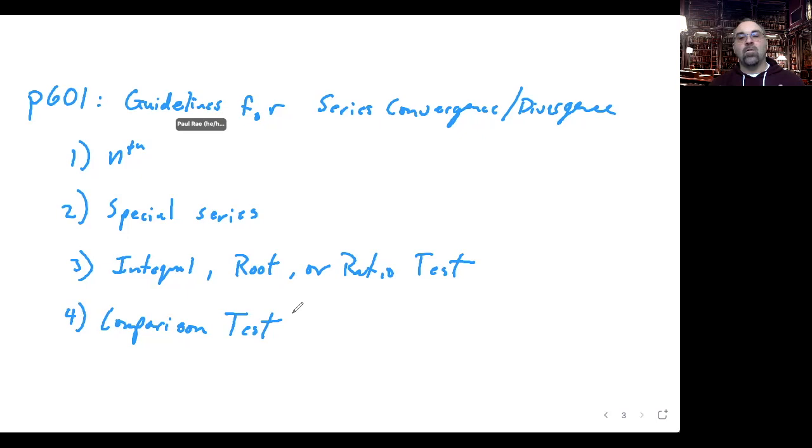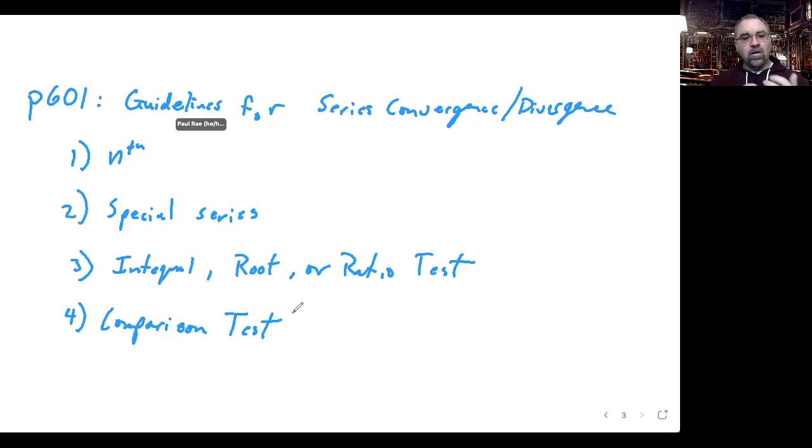Those tend to be lower in the hierarchy, though, of choices because you have to come up with what you're going to compare it to. The example that I did previously in one of the other videos, when I tried to compare to 1/√n, I had some trouble, but when I compared to 1/n, I had a much easier time. And so that would be the idea there.